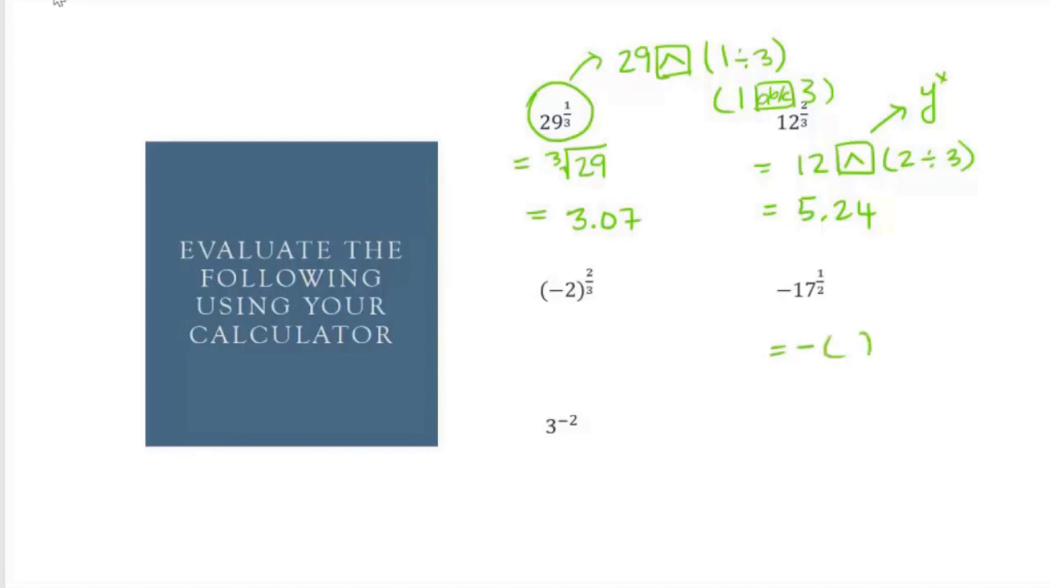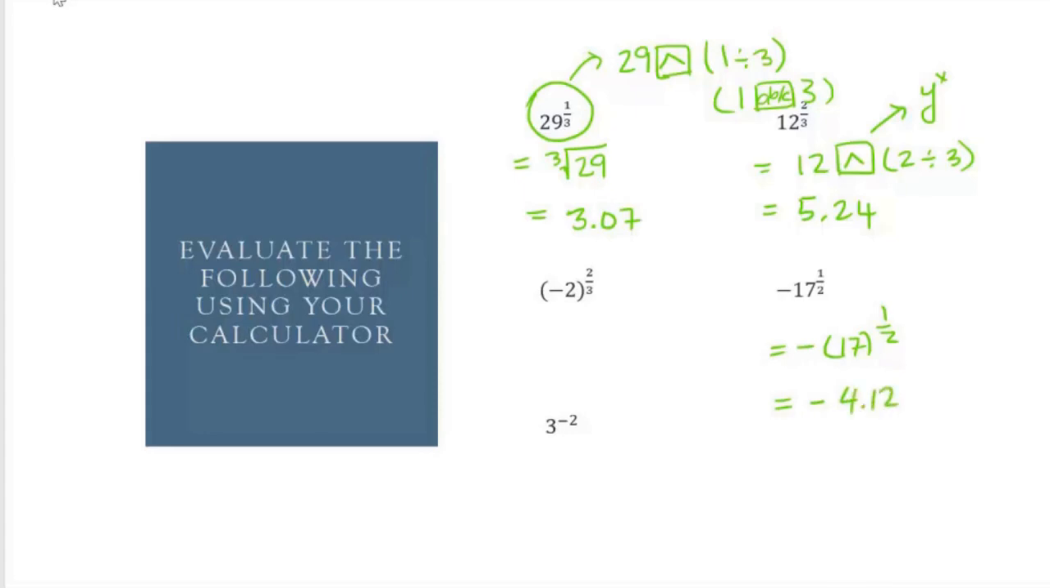It's the 17 exclusively that's raised to the power of 1/2. You don't need to show an intermediate step here. I'm just illustrating what my thought process is and also what I'm entering into my calculator. So 17 to the power of 1/2 is 4.12, and I'm multiplying that by the negative 1 out front. So negative 4.12 is my solution.